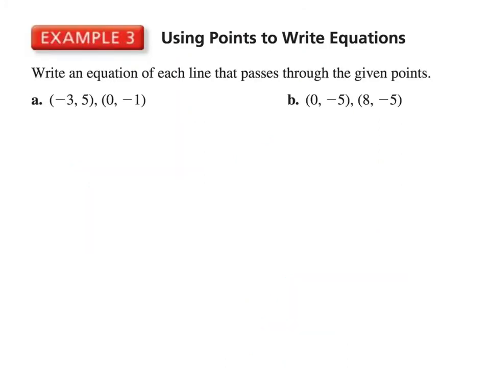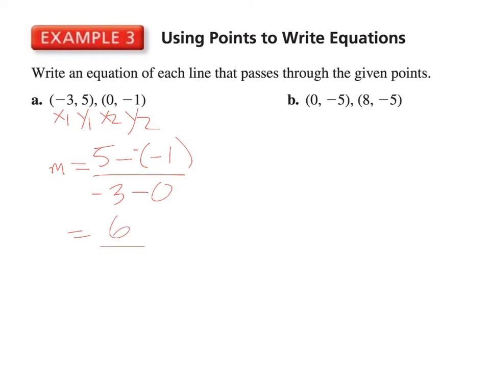Write an equation of each line that passes through the given points. You're pretty much doing the same thing again, except this time they don't give you a line or a grid. They just give you the points. Let's label them and figure out the slope first. I've got y1 minus y2 over x1 minus x2. I have 5 minus -1, which is 6, because you're adding here. And then I have -3, so that gives me -2. So I have y equals -2x plus b.